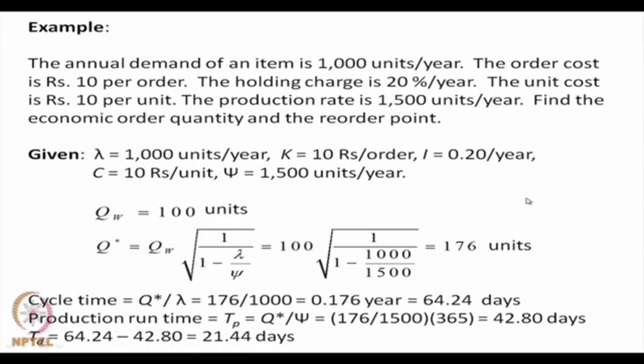So, we have considered two cases. The simplest case of demand is constant and the instantaneous supply of order, and the second case we have taken is when the supply is not instantaneous, but is continuous because it is produced in house. Now, there are many such variations of this economic order quantity formula, but we will not consider all those cases. In any standard textbook you can get them.